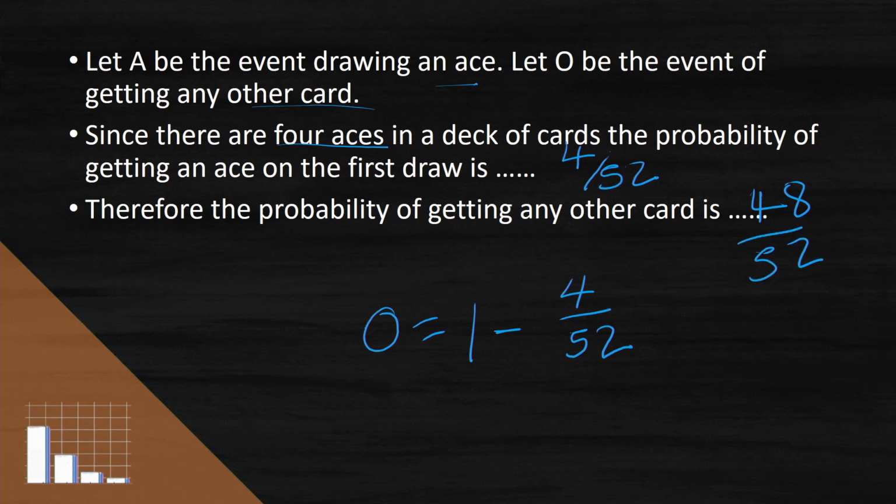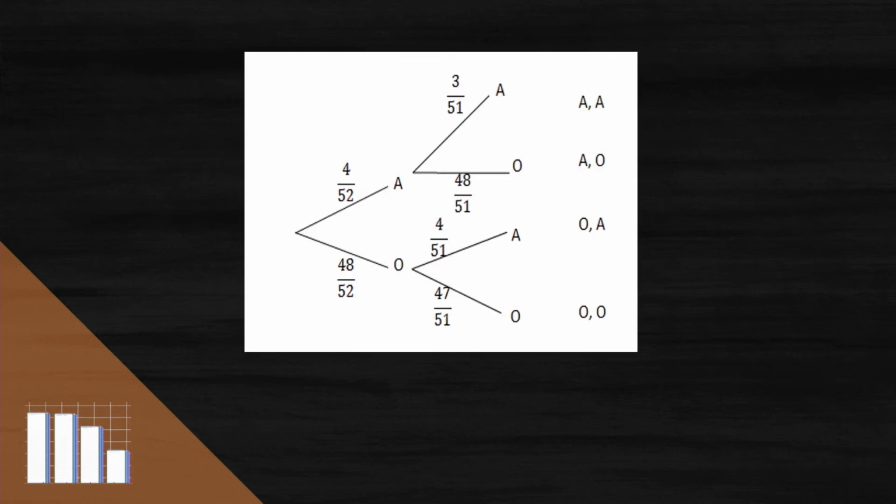All right, so let's represent that on a tree diagram. So we said, well, we can either get an ace or any other card, right? The probability of getting an ace on the first draw is the number of aces in the pack over the total number of elements in your sample space, which is 52. So we said the complement of getting an ace is getting any other card. So therefore, 1 minus 4 over 52 tells me that the probability of getting any other card is 48 over 52.